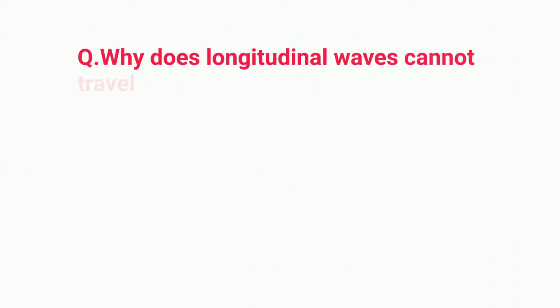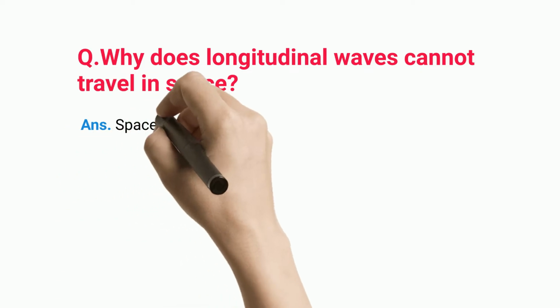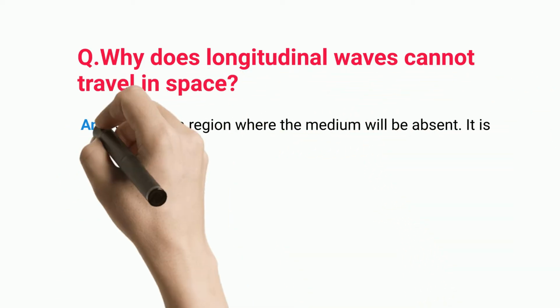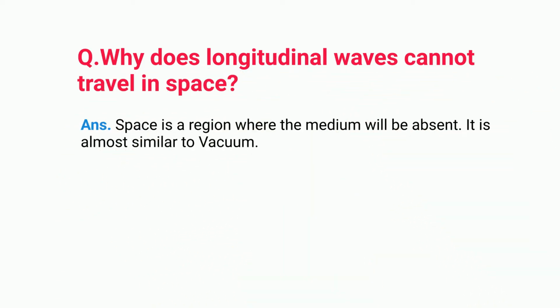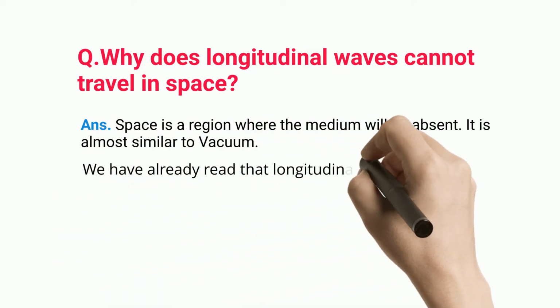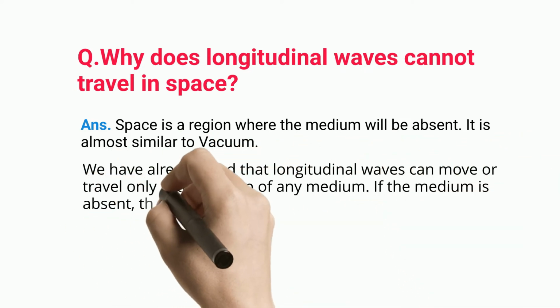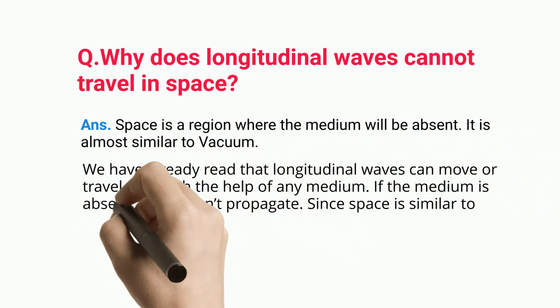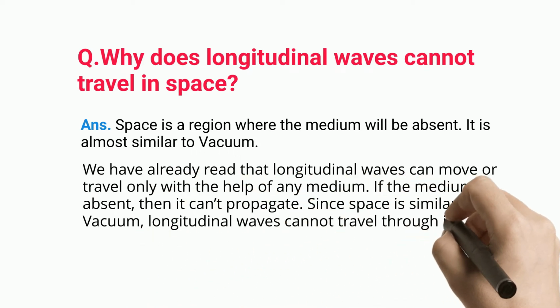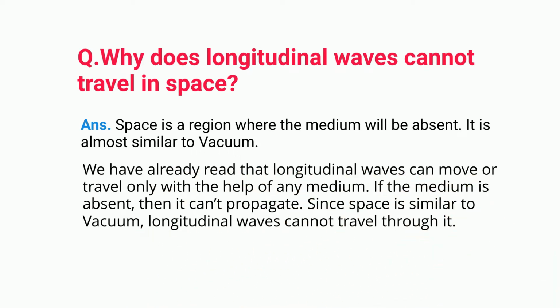Why can longitudinal waves not travel in space? Space is a region where the medium will be absent. It is almost similar to vacuum. We have already read that longitudinal waves can travel only with the help of a medium. If the medium is absent, then it can't propagate. Since space is similar to vacuum, longitudinal waves cannot travel through it.